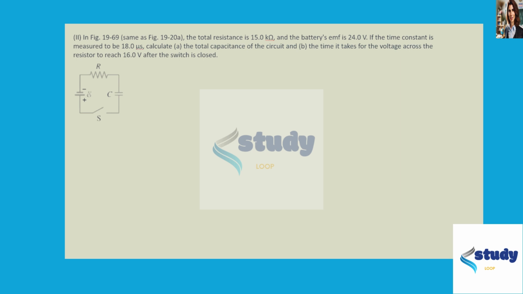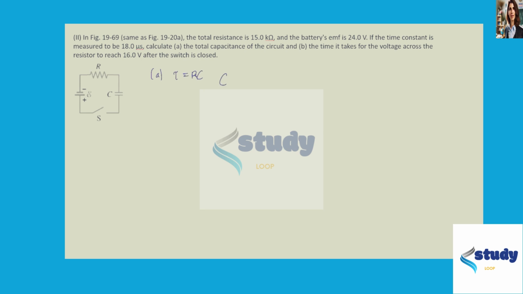In this question, we are going to calculate the capacitance of an RC circuit and the time to reach a certain voltage across the resistor in this circuit. So to find the capacitance, we're going to use the fact that the time constant, tau, is equal to the product of the resistance and the capacitance.